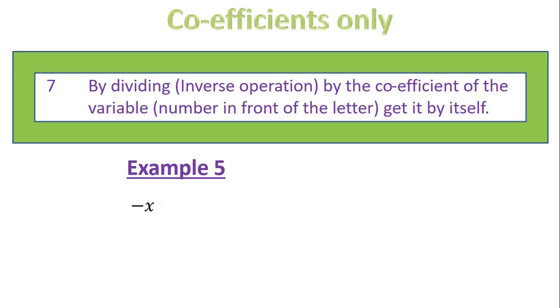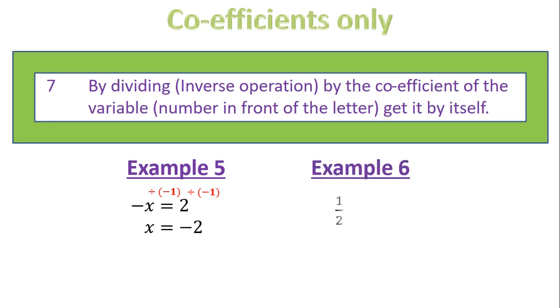Example 5. Negative x equals 2. Now, in this question, we have a negative in front of our variable. If you remember correctly, if there's no number in front of a variable, there's just an invisible 1 there. And so we divide both sides by negative 1. On my right-hand side, 2 divided by negative 1 gives me negative 2. And so x is equal to negative 2.